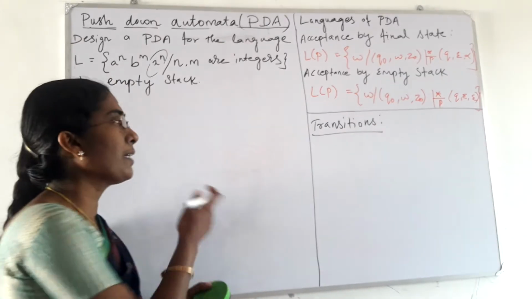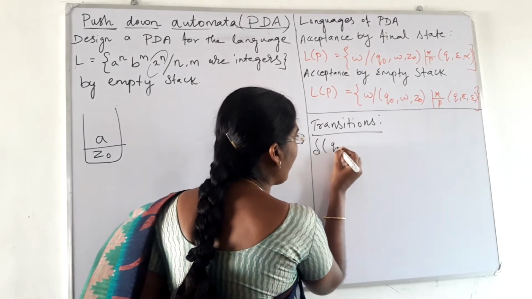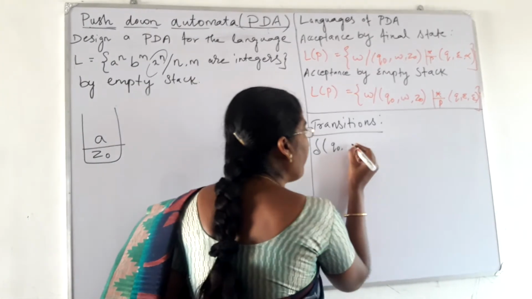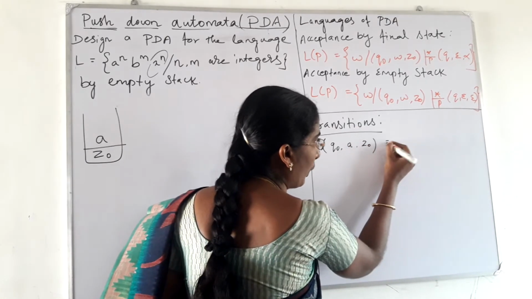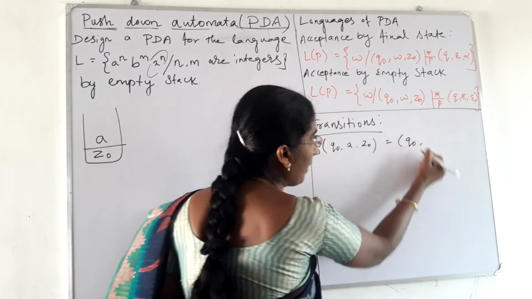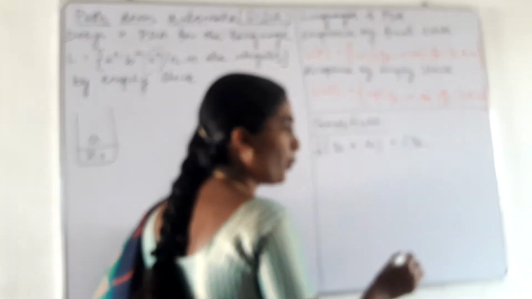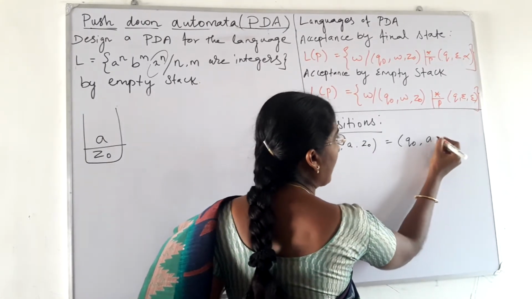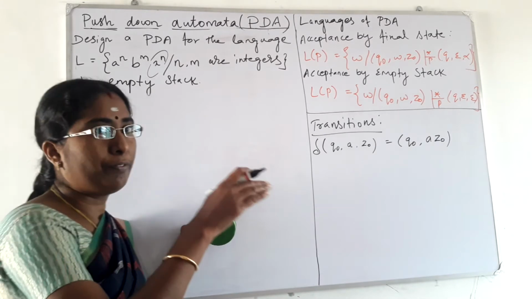How will we write the transition for this? Delta of, consider the start state will be Q0. The first input symbol is A and the top of the stack is Z0. That is equal to the same state. Here we are not changing the state, the state will be the same, that is Q0. Here the A is pushed onto the stack. Now the stack has A Z0, with A on the top of the stack.